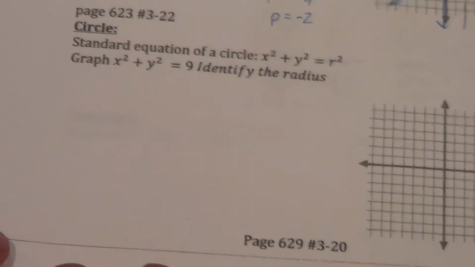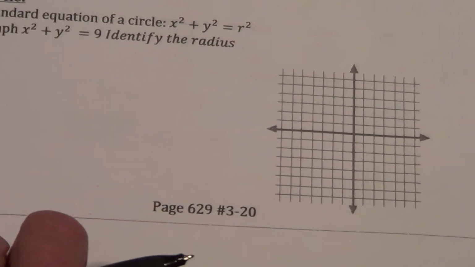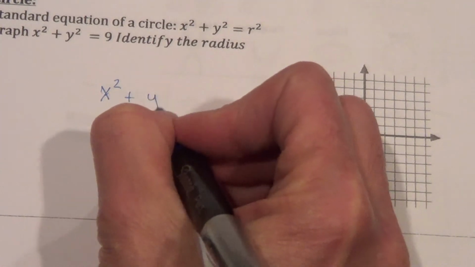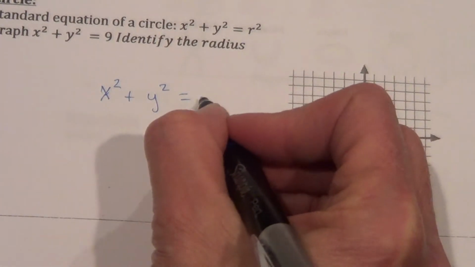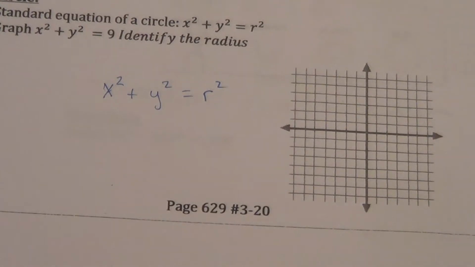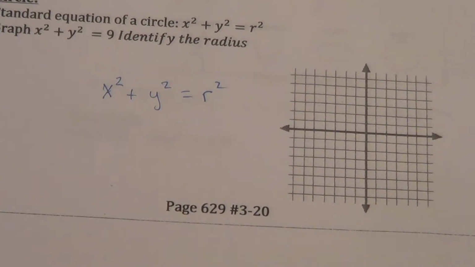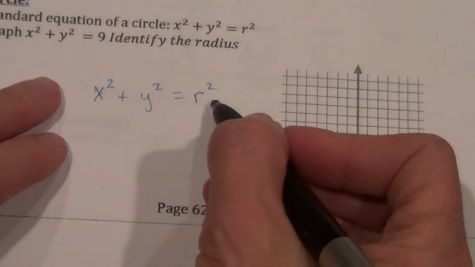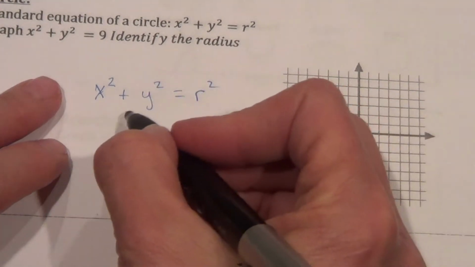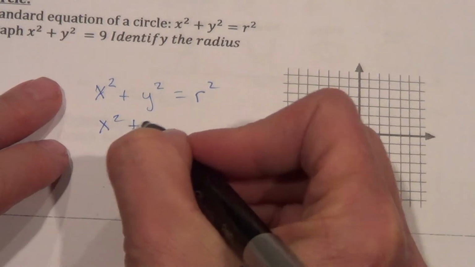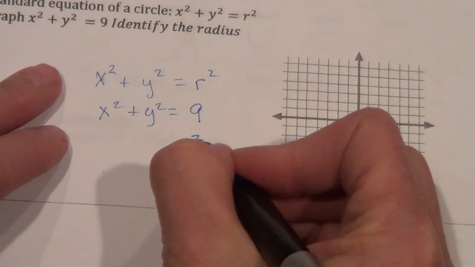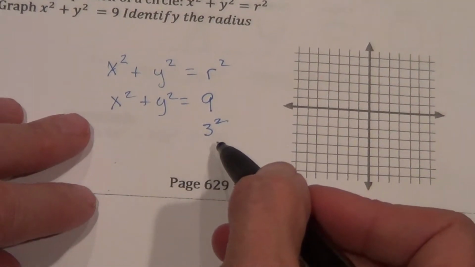Next one is a circle. When you see the format of an equation, x squared plus y squared equals a value, you can look at that to see if it's a circle, because if you've got x squared plus y squared, then the number that they're equal to would be the radius. So here, x squared plus y squared equals 9. Well, 9 is 3 squared. So that tells me the radius is 3.